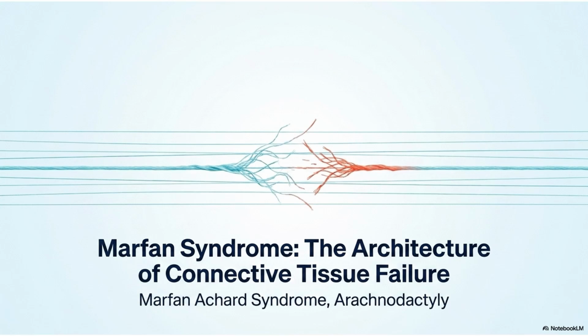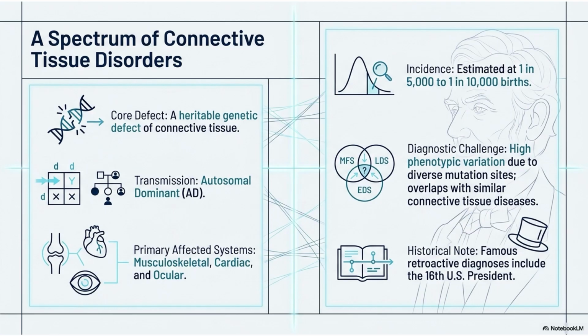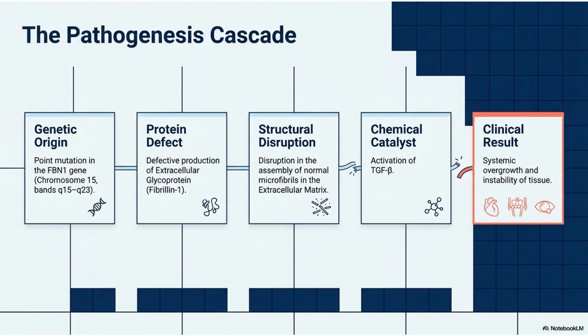We're going to discuss Marfan syndrome, a hereditary connective tissue disorder that affects multiple body systems, especially the skeleton, heart, and eyes. To understand Marfan syndrome, we first need to understand its cause. The disorder is inherited in an autosomal dominant pattern and results from a defect in the FBN1 gene located on chromosome 15. This gene is responsible for producing fibrillin, an important connective tissue protein.